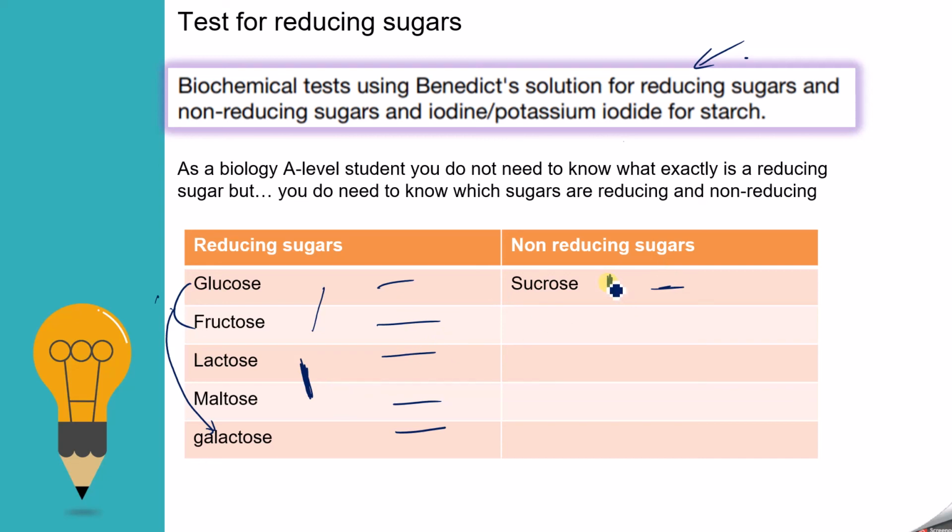Now, the reason why sucrose is all over here, I have no idea why. It's just a non-reducing sugar, and that's why it's so special. It will have a different test. So we will be looking at how to test for reducing sugars, and non-reducing. So we're just going to look at how to test for sucrose essentially.